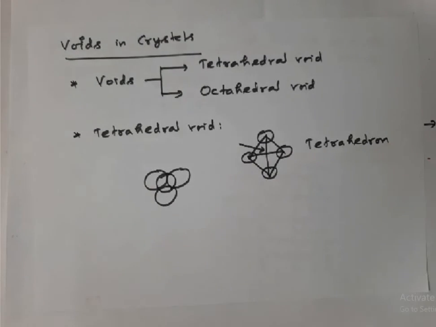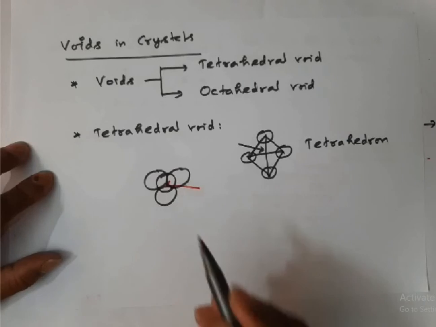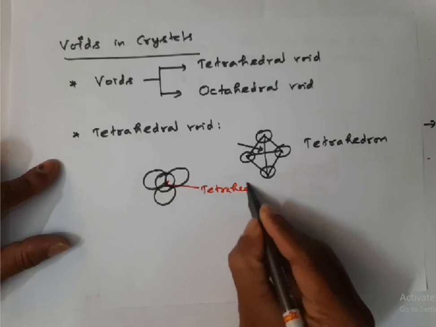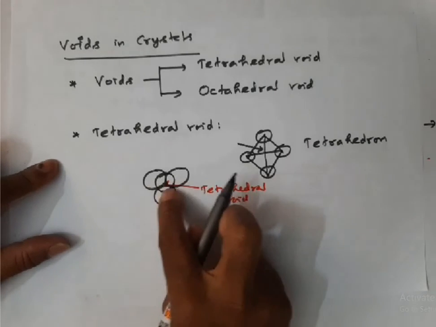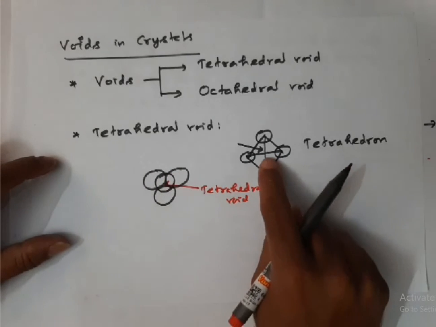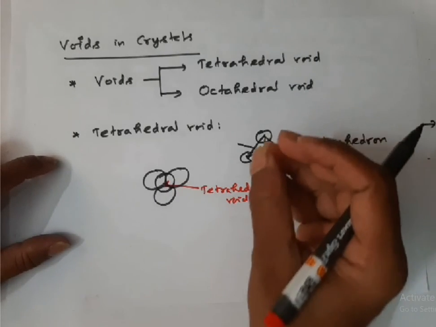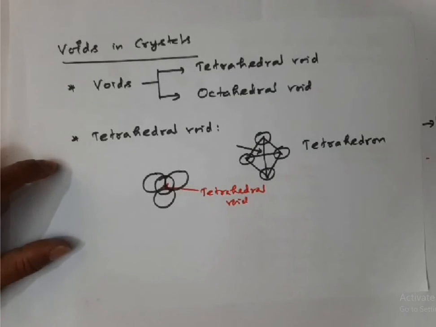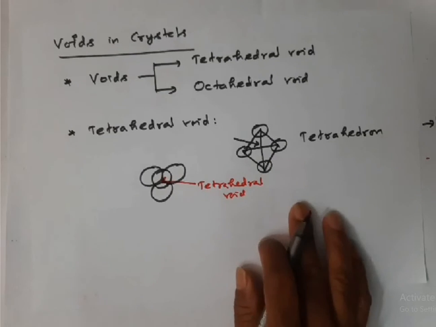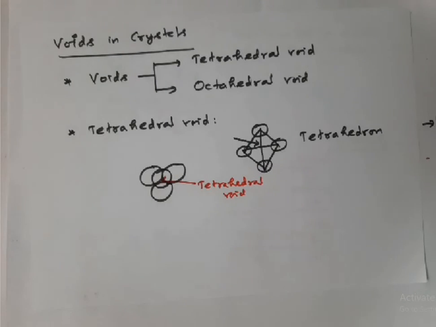The middle of these four balls has some gap or empty space. That empty space is called a tetrahedral void. Why is it tetrahedral? Because if we join the centers of these four balls, you'll get a tetrahedron. And the space inside this tetrahedron, which is empty space, is called a tetrahedral void. Is it clear, students? Any doubt in this? Yes, this is called tetrahedral void.